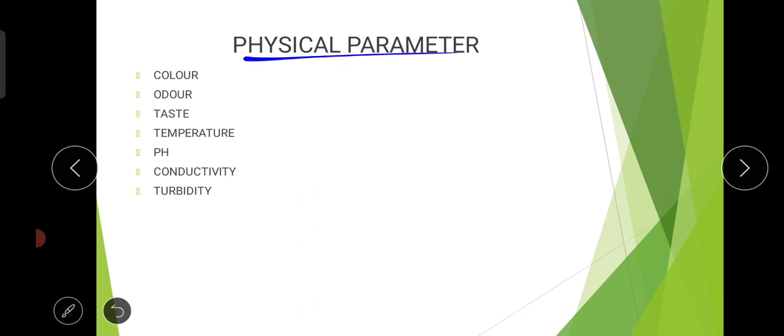Physical parameters can be judged by perception. First one is color. The color should be transparent. It should not contain any color like straw yellow or cloudish in nature. Any color it should not possess, only transparent. Color can also be measured on a scale called the Cobalt scale. On the Cobalt scale, potable water should show less than 5 points.